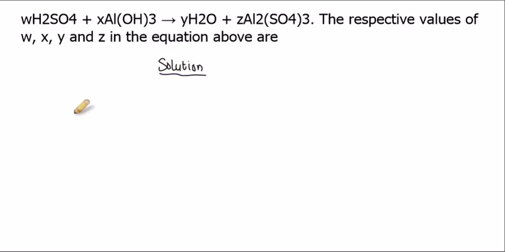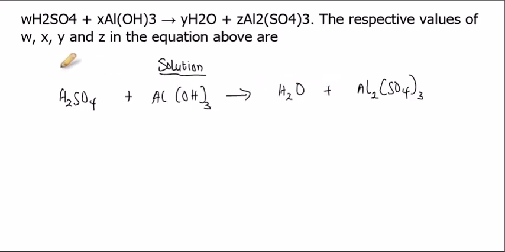To balance the equation, we have to write the equation out and then start substituting possible values till we have a balanced chemical equation. So let's begin by writing the equation. We have tetraoxosulfate(VI) acid reacting with aluminium to give water and aluminium sulfate. Here we have W, we have X, we have Y, and we have Z.